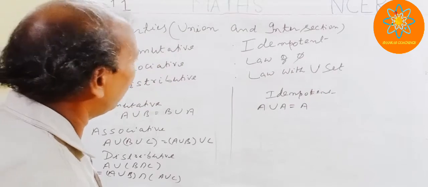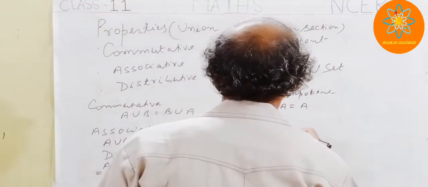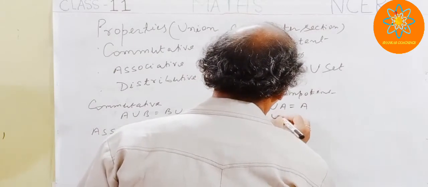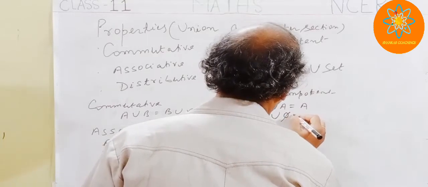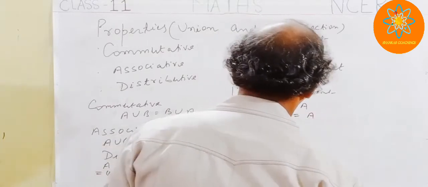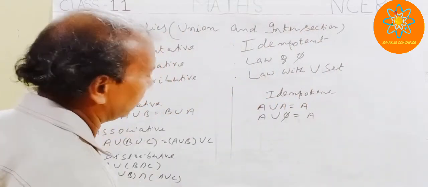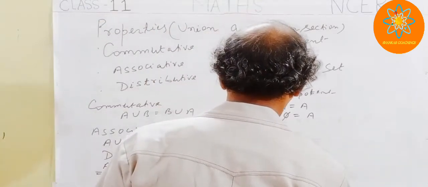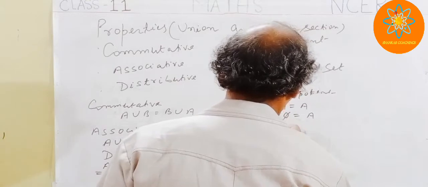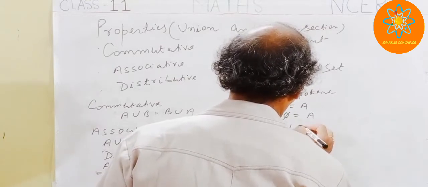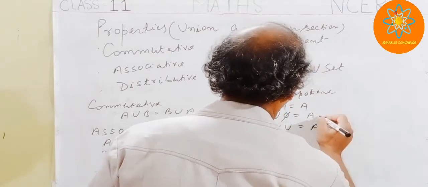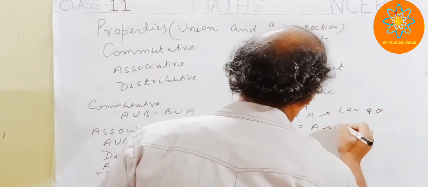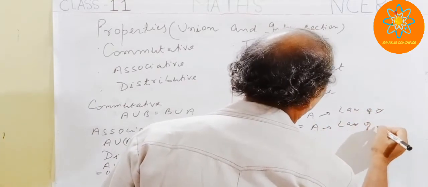Then come to the law of phi. Suppose A, if we take the union with phi, this is equal to A. So this is called the law of phi. The law of U, that is the universal set, means I am taking set A with the union of the universal set. So again I will get A. This is the law of phi, and this is the law of the universal set.